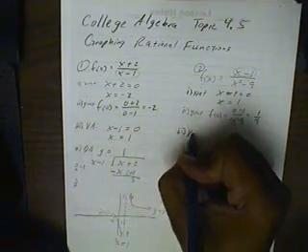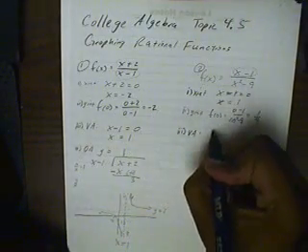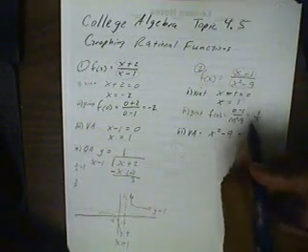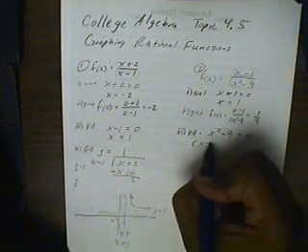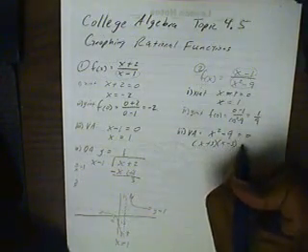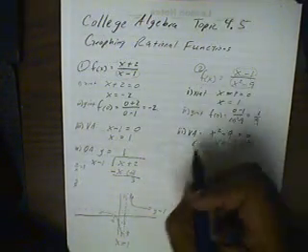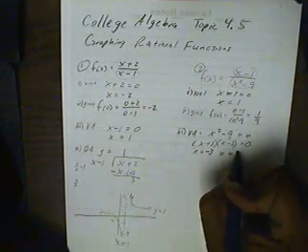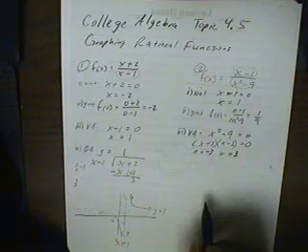Now for the vertical asymptote. The vertical asymptote we find by taking the polynomial in the denominator and setting it equal to 0 and solving for x. So we'll solve by factoring x squared minus 9 into x plus 3 times x minus 3, and we'll get two answers, x equals -3 and x equals +3.